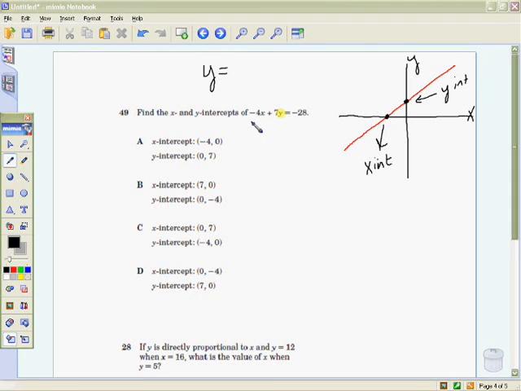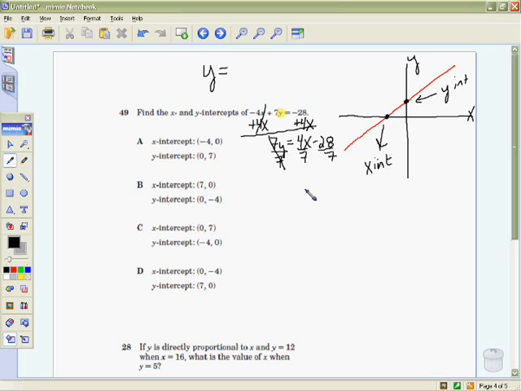So this is a review of some Algebra 1. Let's solve for y, and let's add 4x to both sides. This goes away, giving me 7y equals 4x minus 28. Divide by 7 everywhere. And I'm just going to leave this 4 over 7 as a fraction, so I have y equals 4 over 7x minus 4. Then I can plug that into my calculator.